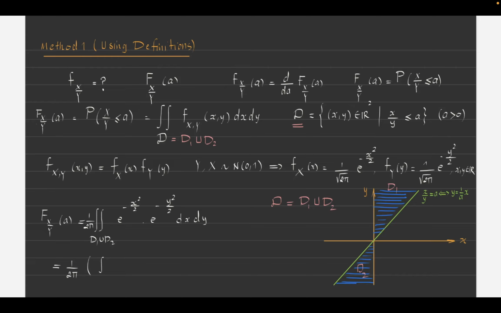So the integral on D1, and then you have minus x squared over 2. Let me just copy and paste everything fast.